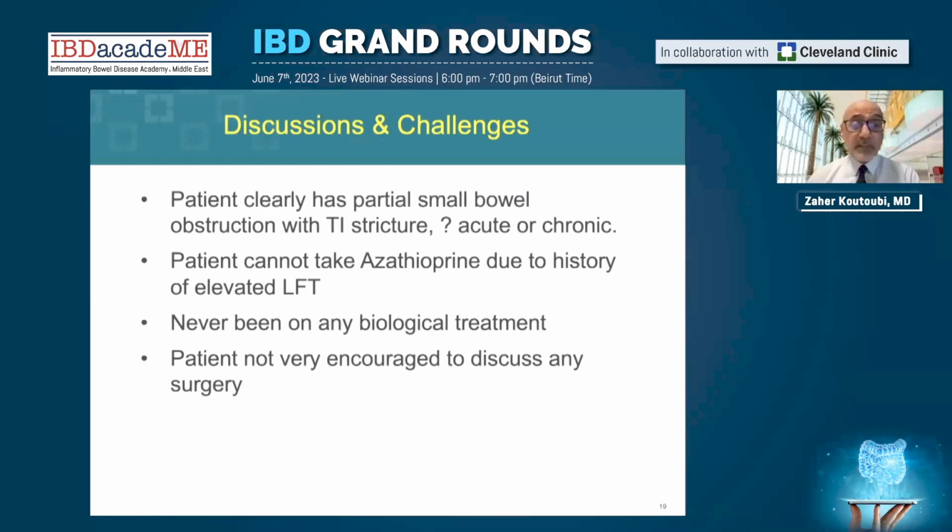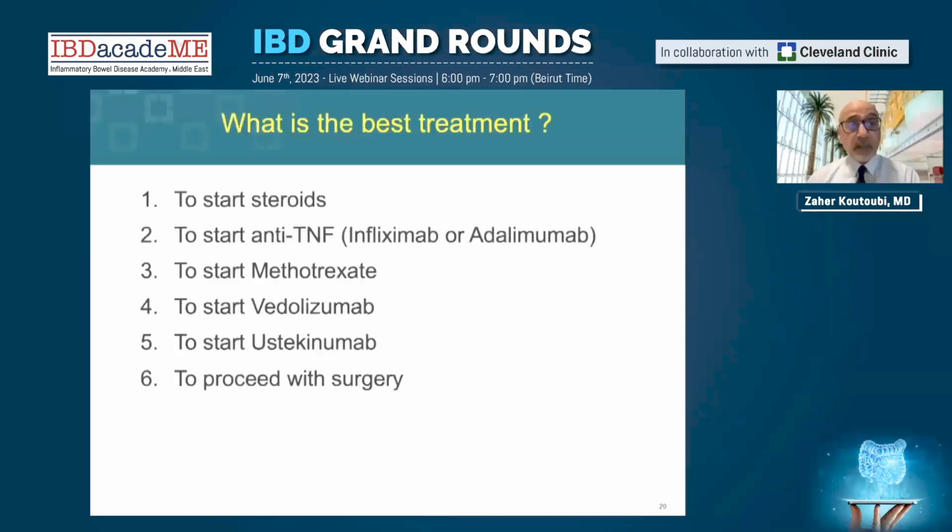Patient cannot take azathioprine because of a history of elevated liver function tests, has never been on biological treatment before, and is not very encouraged to discuss any surgery at this time. So again, here we come to the question: what is the best treatment at this point? Whether to start steroids, or put him on anti-TNF, or methotrexate because he cannot take Imuran or azathioprine, whether to start Vedolizumab or ustekinumab, or to take him directly to surgery.